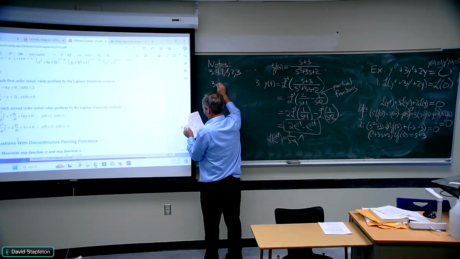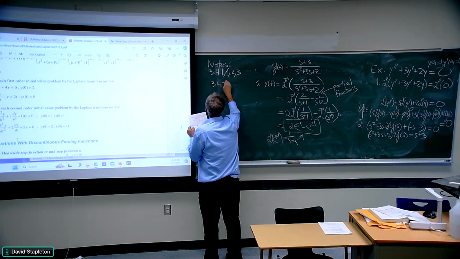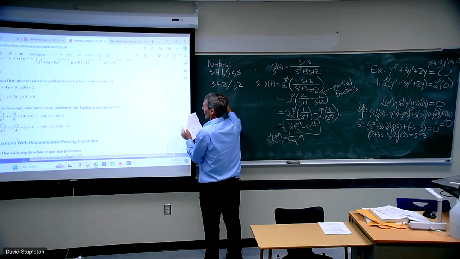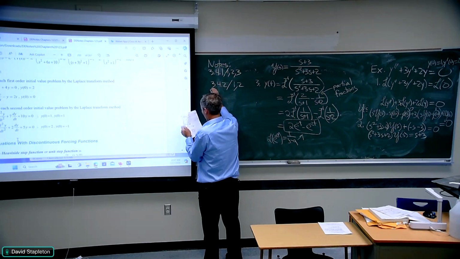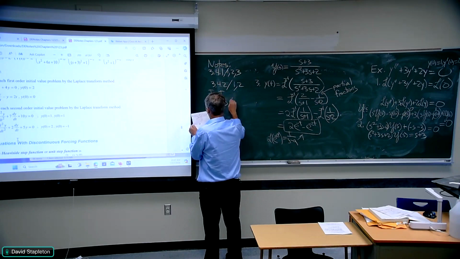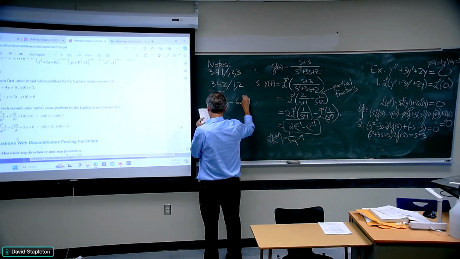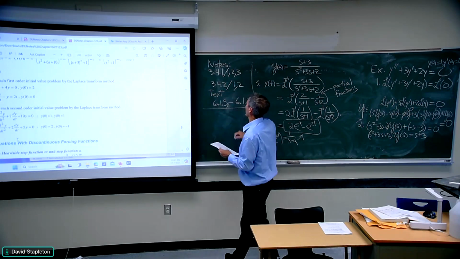All right, 3.4.2, numbers 1 and 2. Then out of the text, take a look at 6.1.5. This will give you a lot of Laplace transform examples. 6.1.5 to 6.1.15, I guess that is. Try those for now, and that'll be plenty.